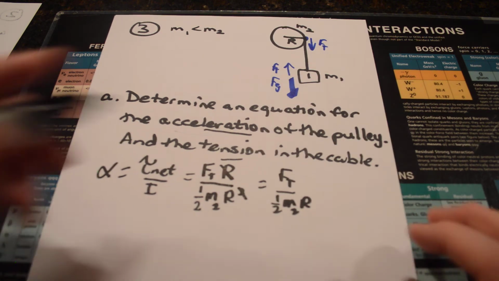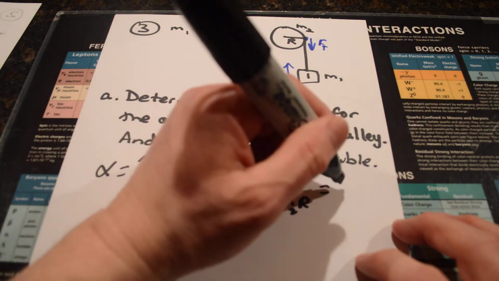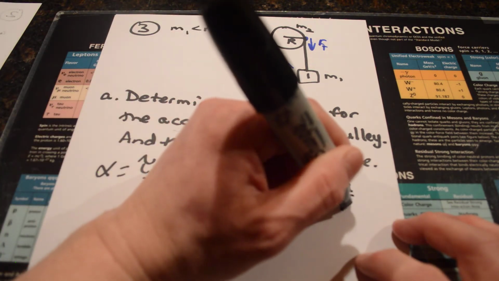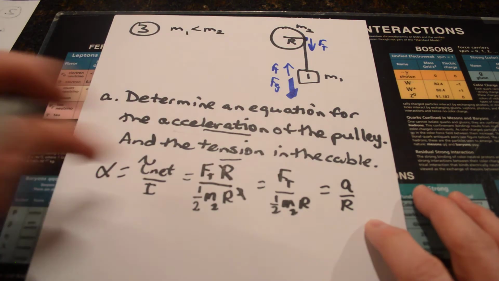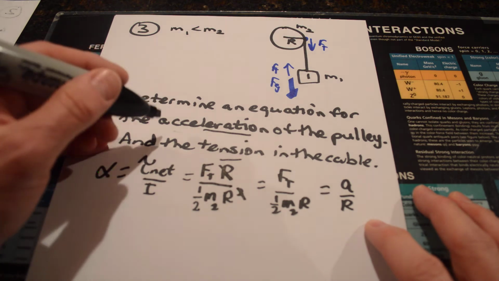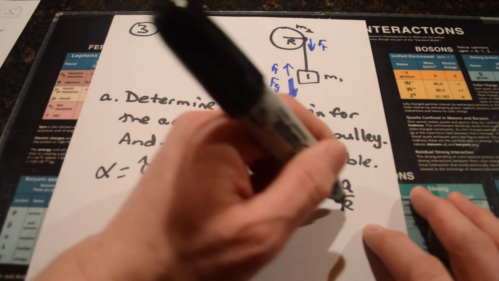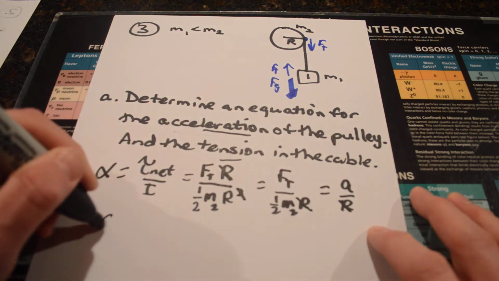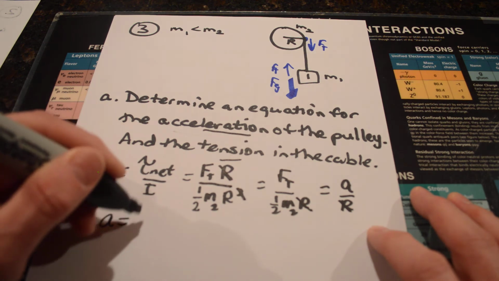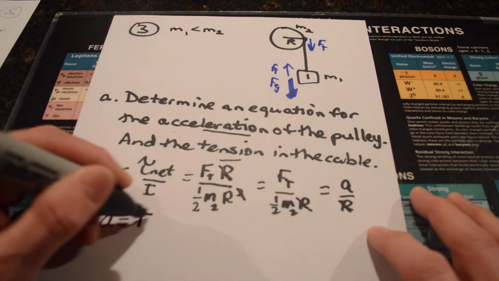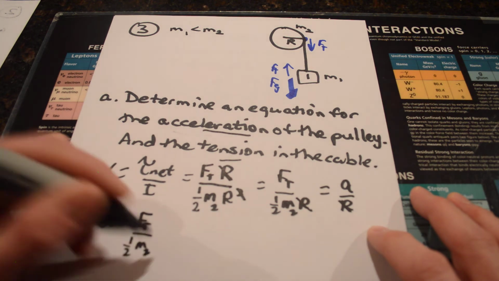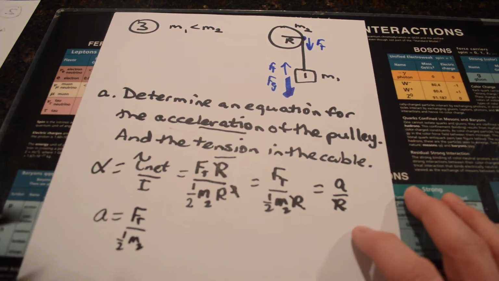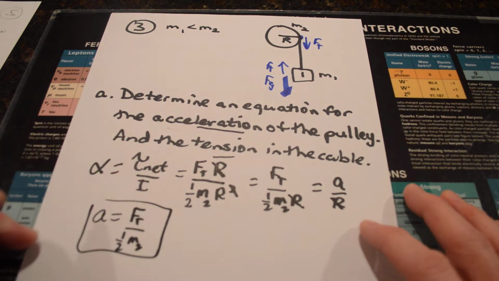But we could also say that that's equal to a over r, because of the fact that r times alpha equals a. So if we want to know the linear acceleration, that's going to also cancel another r out. So the actual linear acceleration is just the tension over 1/2 the mass of the pulley, which we have labeled as M2. So that's one thing that we've gotten.